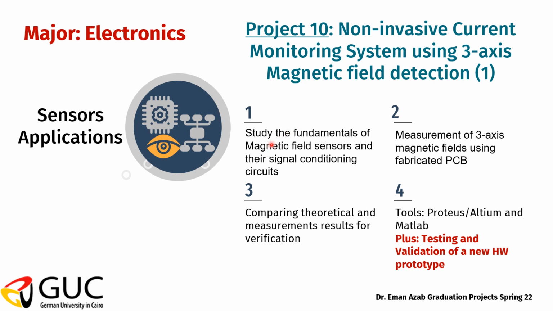So at the beginning of the project, we will study the fundamentals of magnetic field sensors and their signal conditioning circuit. We will do measurement using these sensors for variable position and magnitude currents. So we already have a fabricated PCB, and we're going to employ the measurements and theoretical background equations, theoretical mathematical formulations, to estimate the location and the magnitude of the current, and we will compare the theoretical and the measurement results for verification. In this project, there are some software tools like Protus and Altium and MATLAB.